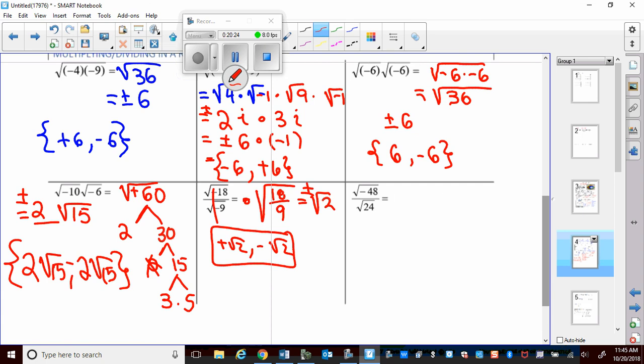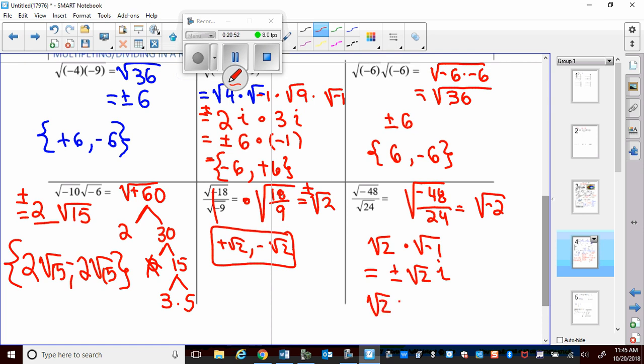For this following one, I'm just going to take the whole radical of negative 48 divided by 24. This equals the whole radical of negative 2. I want to simplify this. So it's square root of 2 times square root of negative 1. This equals plus or minus square root of 2 i. And how do I write that? Square root of 2 times i, comma, negative square root of 2 times i. Okay?